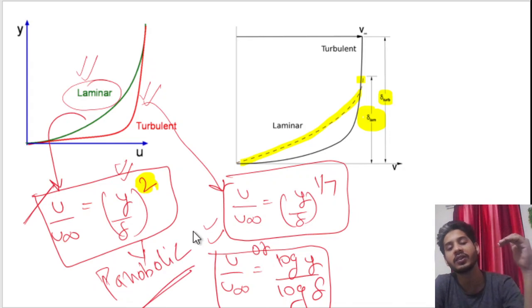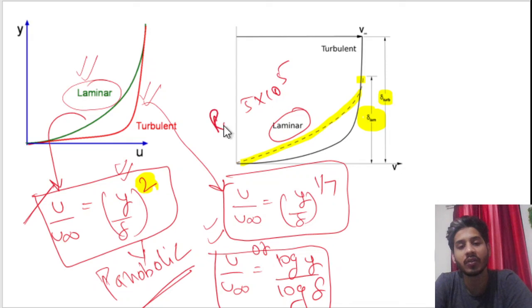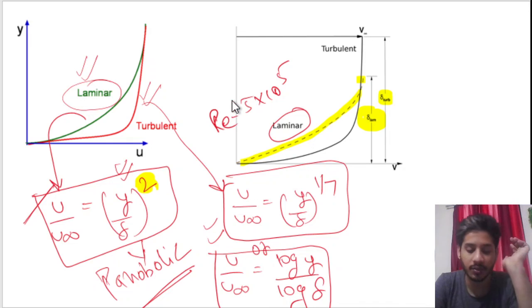Further, as we move towards the trailing edge, the boundary layer thickness increases. Up to what distance? Up to a particular distance, we will follow the laminar law. That is 5 into 10 to the power 5. This is the critical value of Reynolds number, similar to the critical value of Reynolds number in internal flow.